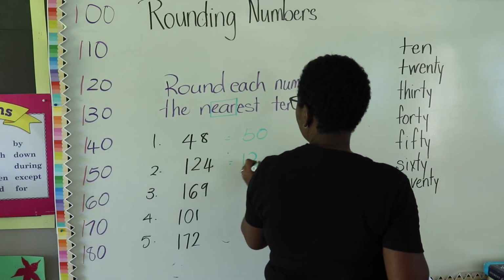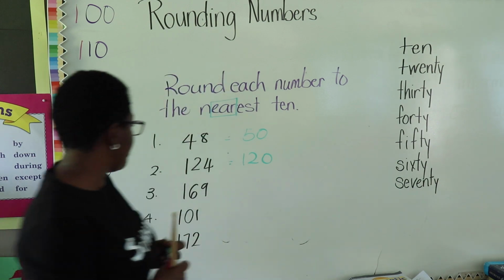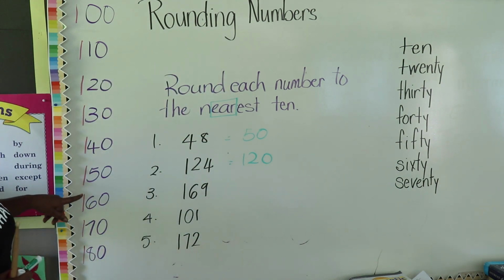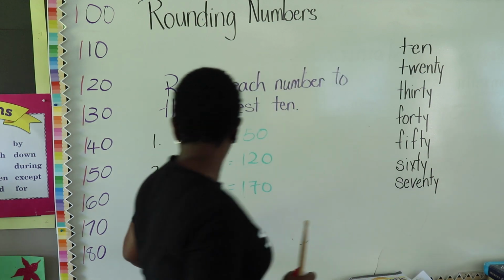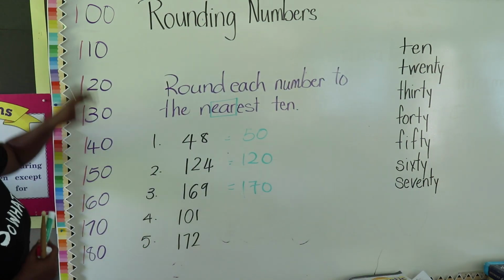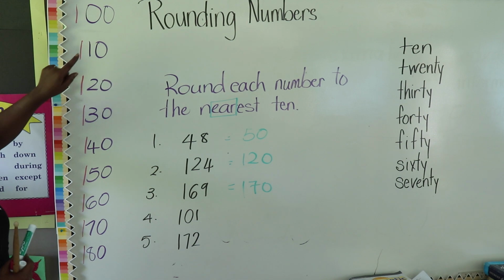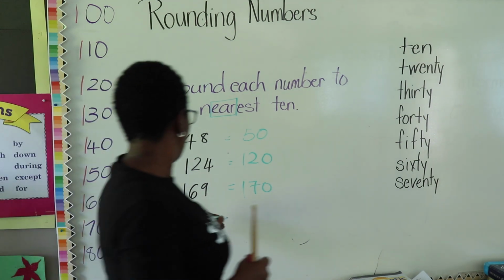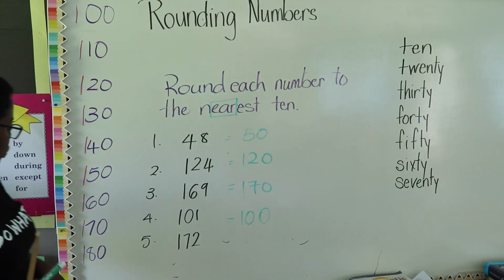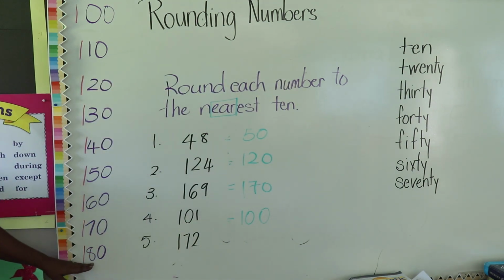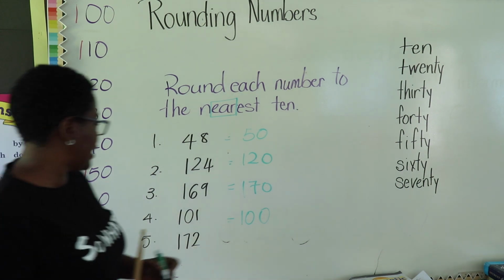169 comes between 160 and 170. This is closer to? 170. We have 101 comes between 100 and 110. It's closer to? 100. We have 172 comes between 170 and 180. 172 is closer to 170.